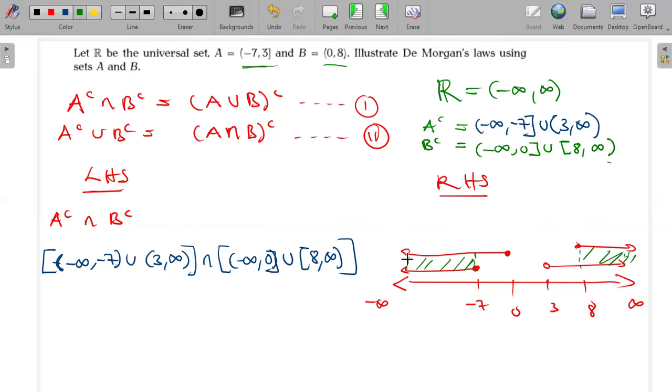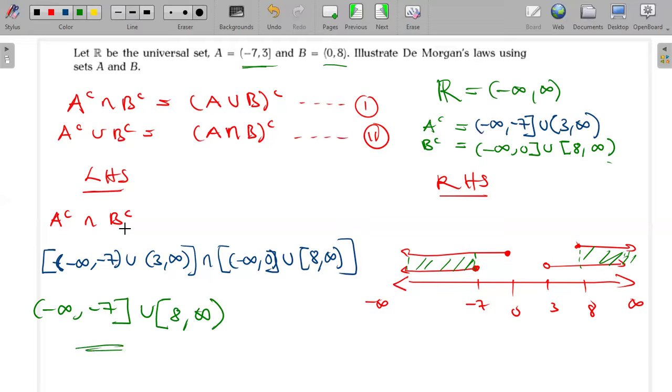So what are these parts? They are from negative infinity to negative 7, and it's closed there at negative 7. Then union on the other side, it's closed at 8 and all the way to infinity. So this is what we get on the left-hand side.